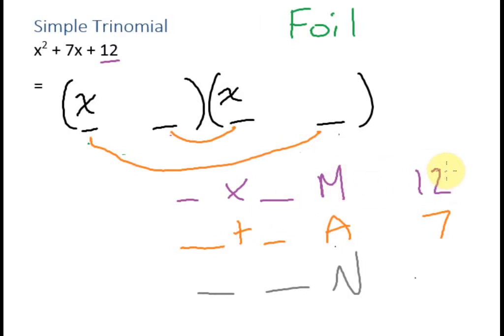So we can think of the factors of 12. Factors of 12 could be 1 and 12. Will they add to 7? No, they're not going to add to 7. Okay, what else? 2 and 6. Okay, 2 and 6. That multiplies to 12. Do they add to 7? No, they add to 8. Okay, 3 and 4. 3 and 4 multiply to 12. Do they add to 7? They do. Perfect, so our numbers are 3 and 4.